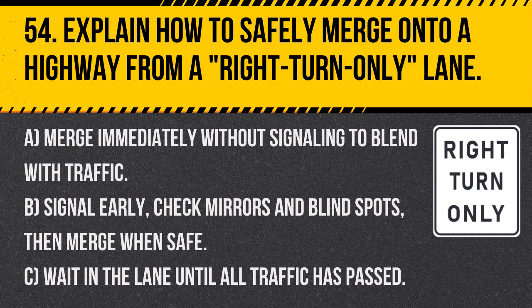Question 54. Explain how to safely merge onto a highway from a right turn only lane. A. Merge immediately without signaling to blend with traffic. B. Signal early, check mirrors and blind spots, then merge when safe. C. Wait in the lane until all traffic has passed.